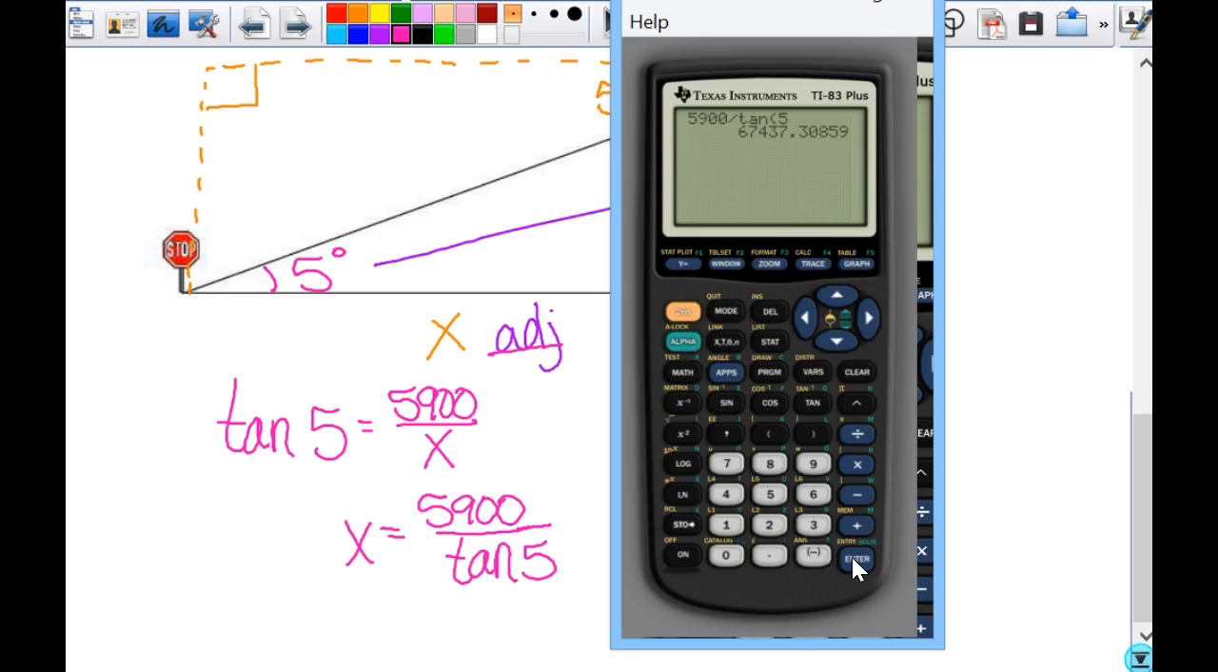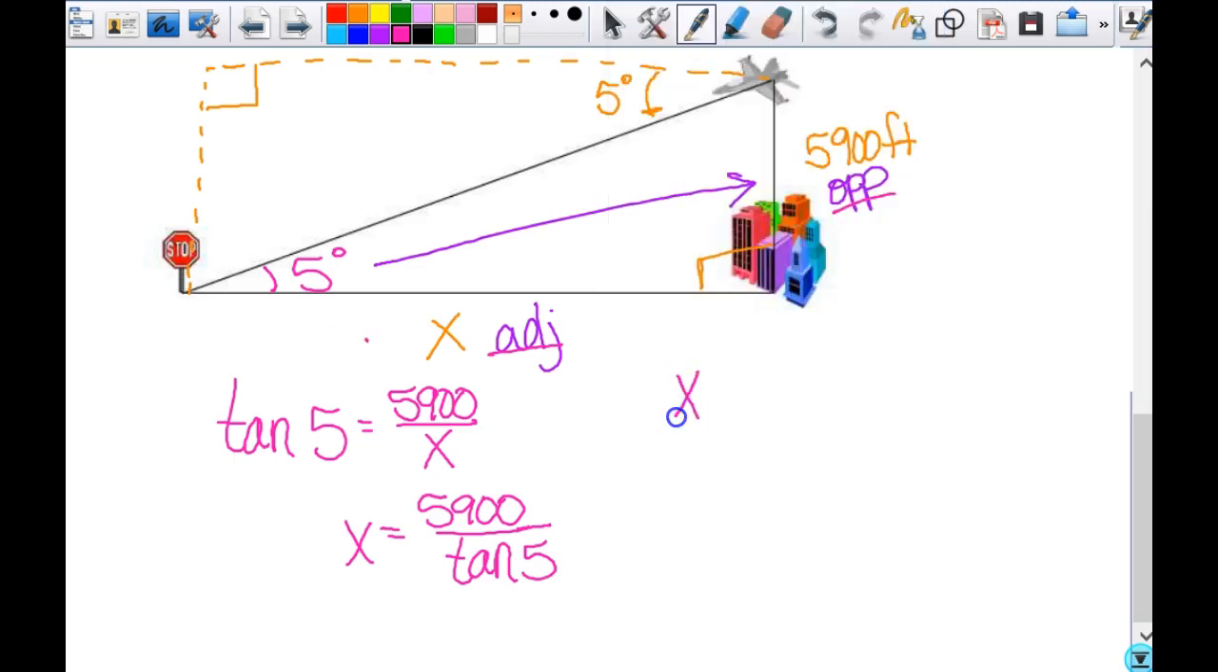And right, so then here, x equals 67,437.309. What are my units here? Feet. Okay. So I called it x so that we had something to call it. You can call it whatever you want. But nobody asked me to solve for x. So I actually haven't answered the question. I just said this is x. Nobody asked me for x.